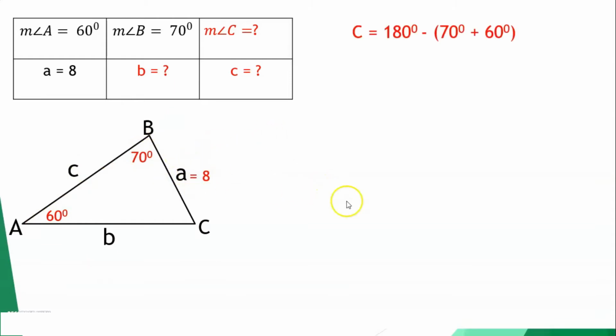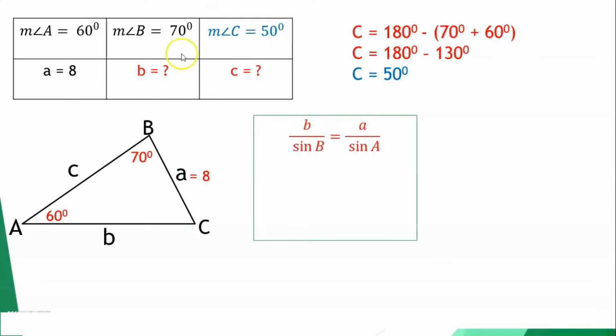To start, let's solve for angle C. Take note, the measure of all three angles in a triangle is 180 degrees. So 180 degrees minus 70 degrees minus 60 degrees, we will end up with 50 degrees. So with that, angle C is 50 degrees. Next, let's solve for side b. So side b over sine B is equal to a over sine A. Why a over sine A? Because side a is given and angle A is also given.